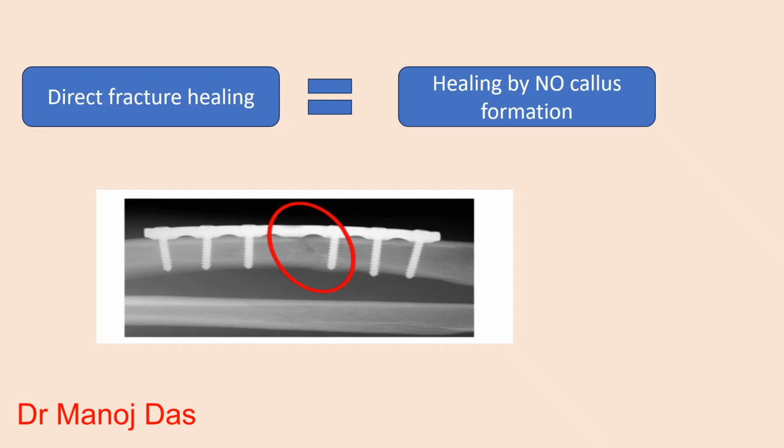Another is direct fracture healing. So what is direct fracture healing? When the fracture heals with no callus formation, we call it direct fracture healing. In the picture we can see the fracture has already united, but we do not see any callus formation. So here we can say the bone has united by direct fracture healing.